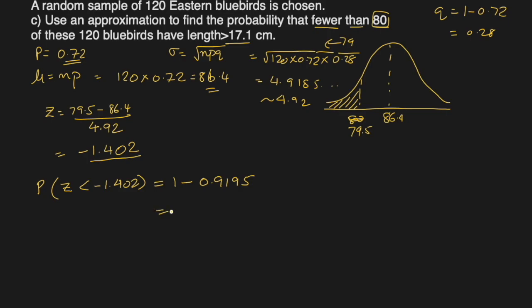0.9195, and if we subtract that, it will be 0.0805. 3 significant figures are okay. This will be the probability that fewer than 80 of selected 120 eastern bluebirds will have a length greater than 17.1 centimeter.